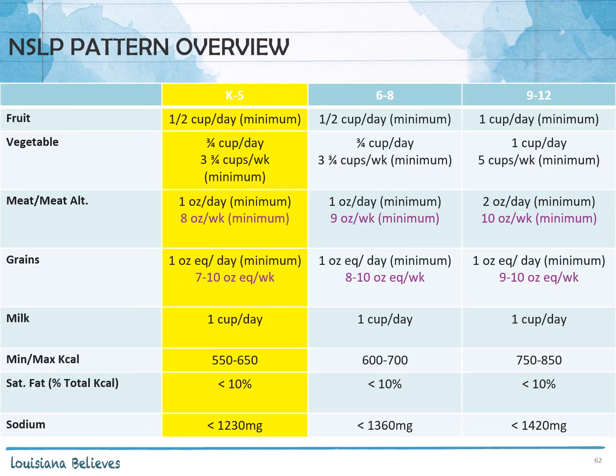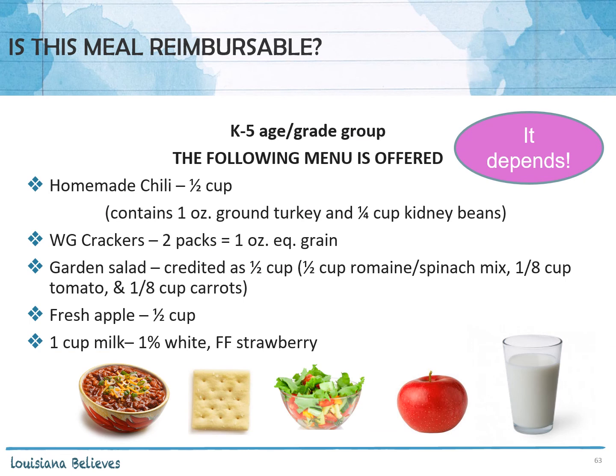Again, let's look at the K-5 age grade group. The answer is, it depends. If the kidney beans are being counted towards the vegetable subgroup, then yes, this would provide all the components required in the minimum portion sizes. If the kidney beans are being counted as a meat alternate, the meal would not meet the minimum daily requirements set for the vegetable component.